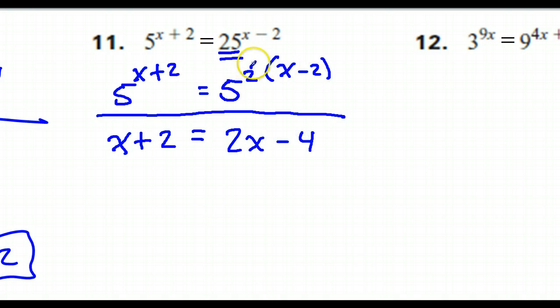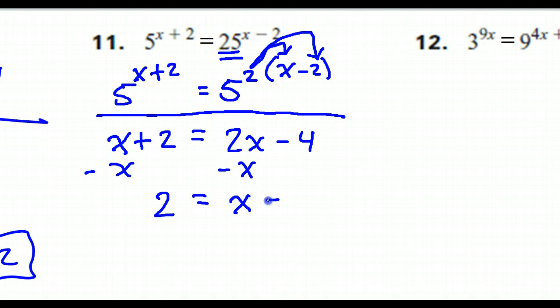Wait, where did the 4 come from? I did the distributive property. Got to get those x's together by subtracting. So subtract x from both sides. That gives me 2 equals x minus 4. Adding 4 to both sides gives me x equals 6.